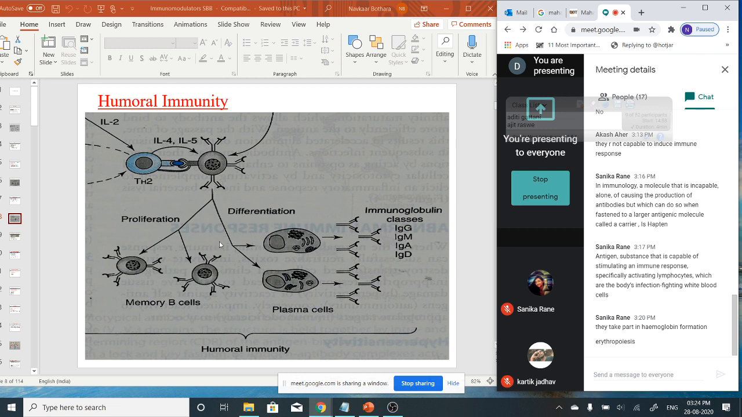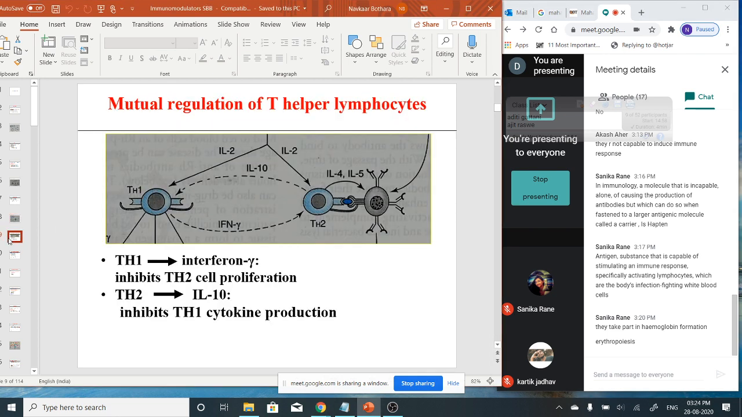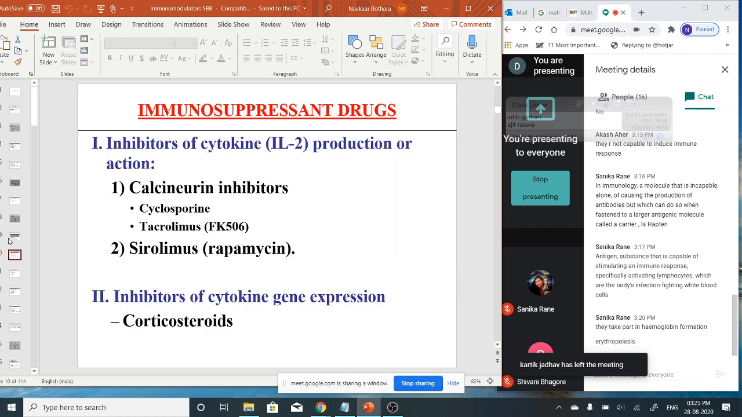So proliferation will take place, differentiation will take place, and accordingly it will produce various antibodies. There is a mutual regulation between both types of cells. Th1, through interferon gamma, will inhibit Th2 cell proliferation, while Th2, through interleukin 10, will inhibit Th1 cytokine production, so that one type of activity will be more dominant as the case requires.